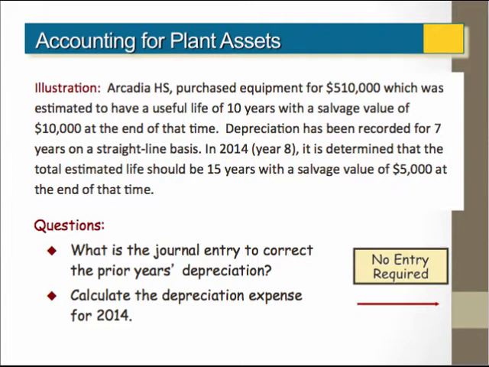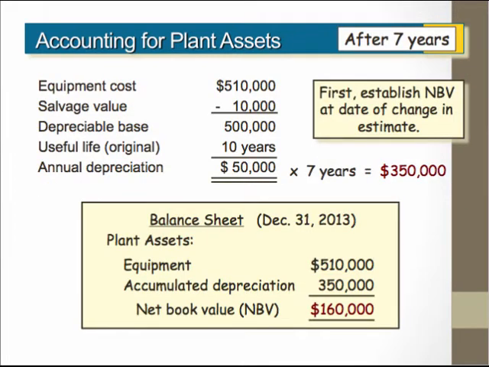As we mentioned before, the changing of the depreciation estimate, the useful life, or the salvage value does not require you to go back to correct the prior year's depreciation. So therefore, you don't need to calculate an adjusting journal entry. But you do need to calculate how much the new depreciation will be in year 8. So what we have to do is determine how much the book value is at the time of the change.